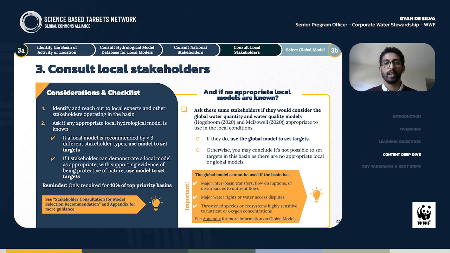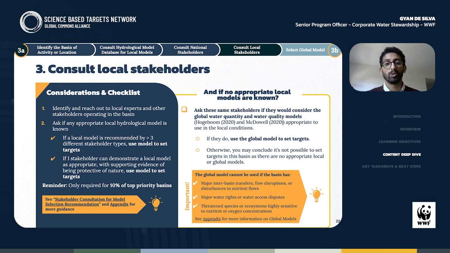Once identified, we ask stakeholders if any local hydrological model is known for the basin, considering SBTN's appropriateness criteria. If a local model is recommended by at least 3 different stakeholder types, we can use this model to set targets. Alternatively, we can use this model if one stakeholder can demonstrate it is appropriate with supporting evidence of being protective of nature. If it is the second option, it is recommended to check in with at least one additional stakeholder for confirmation on the model selection.